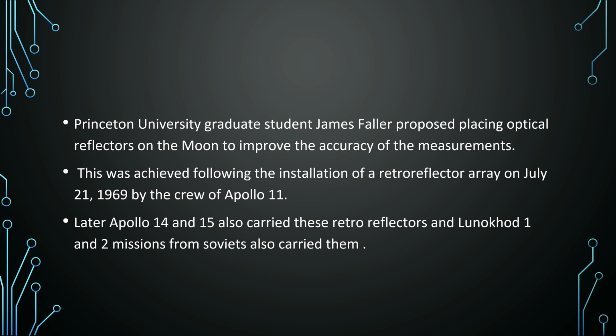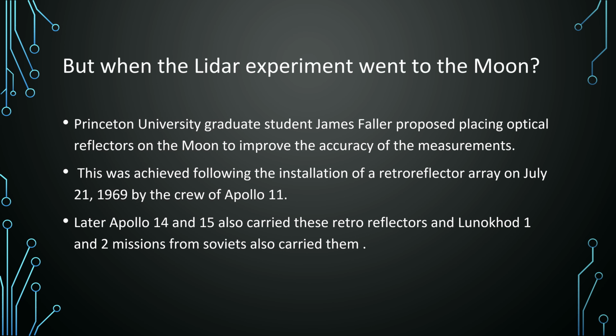But when the LiDAR experiment went to the moon, Princeton University graduate student James Faller proposed placing optical reflectors on the moon to improve the accuracy of the measurements. This was achieved following the installation of a retroreflector array on July 21, 1969, by the crew of Apollo 11. Later, Apollo 14 and 15 also carried these retroreflectors, and the Lunokhod 1 and 2 missions from the Soviets also carried them.